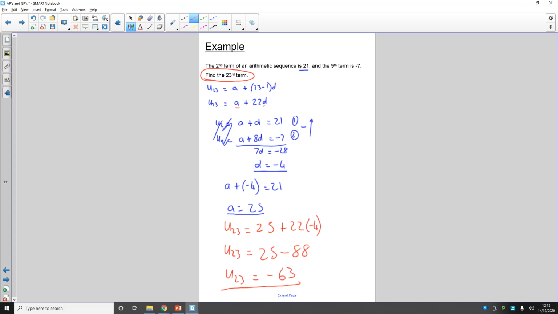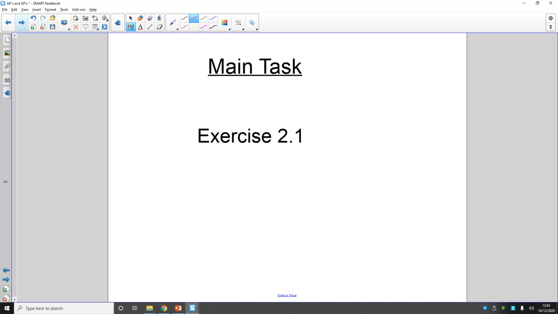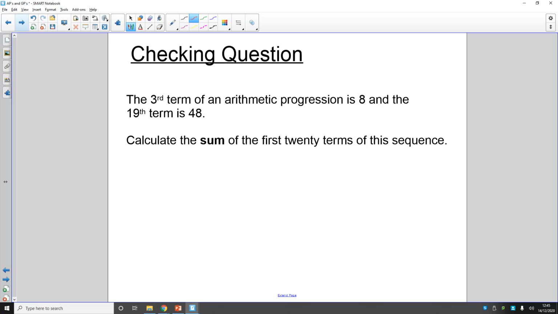I would take a moment now to make sure you understand that, maybe make some notes on the examples shown, and then I would like you to have a look at the main task, which I've attached to the assignment called exercise 2.1. Have a go at all those questions there. When you've done that, have a look at this checking question and see if you can work through that as well.